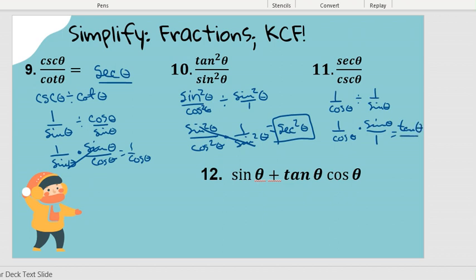Final answer. Number 12 is sine theta plus tangent is sine over cosine. You use sine over cosine 90% of the time. The other 10% you will use 1 over cotangent, but just not too often. Okay, my cosines canceled. That leaves me sine theta plus sine theta because these became 1s. So that gives me 2 sine thetas, not sine squared theta. Be careful. Final answer. Okay, I'm going to take a break and I'll show you how to do the other in a minute.